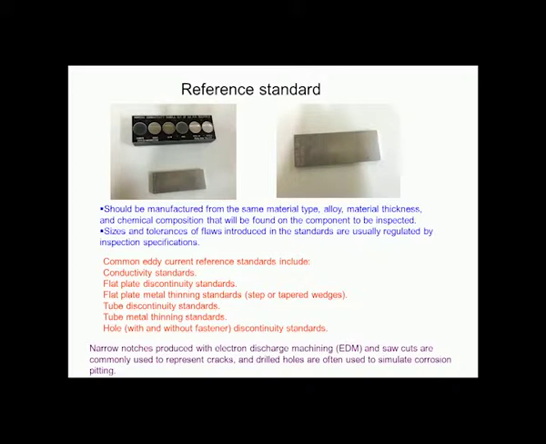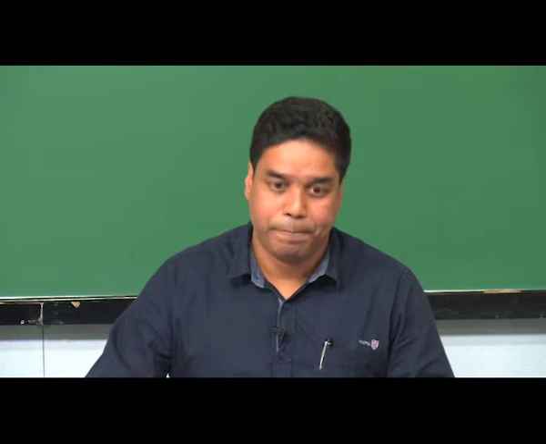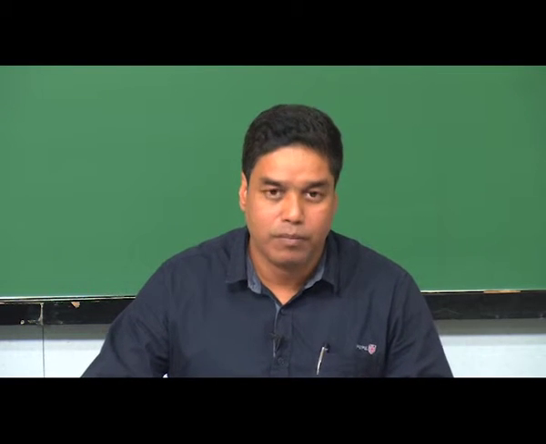Then for inspecting tubes, which is again one of the application areas of eddy current testing, for inspecting tubes of different sizes and different wall thicknesses and so on, when you inspect this kind of tubular parts, you should have these tube discontinuity standards and tube metal thinning standards if you are expecting corrosion to occur in this kind of tubes. These tube discontinuity standards and tube metal thinning standards are used when the instrument is being used for inspecting this kind of parts.